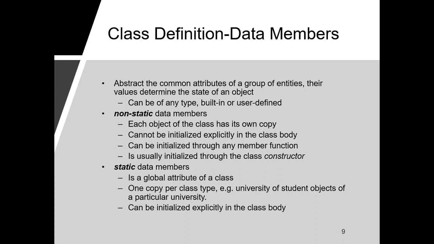You can think of static data members as global attributes of a class. An attribute of a class that does not change for each object of that class, that remains the same. ठीक है? So you can have examples. एक दो examples आपको दिए हैं. For example, all Toyota cars, उनकी जो make होगी, that would be Toyota. ठीक है?